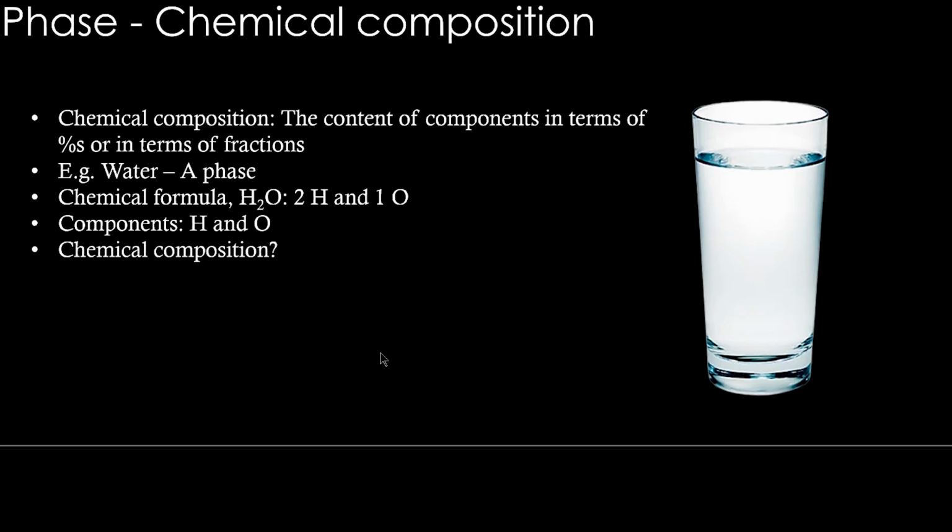So what is the chemical composition? Look at the definition: we have to find the content of components in terms of percentages or in terms of fractions. So these are the components. What is the percentage of hydrogen and oxygen? That's what we have to figure out. The content of hydrogen is equal to 2 divided by 2 plus 1, multiplied by 100. What is this? 2 plus 1 is the total number of atoms, 2 hydrogen, 1 oxygen.